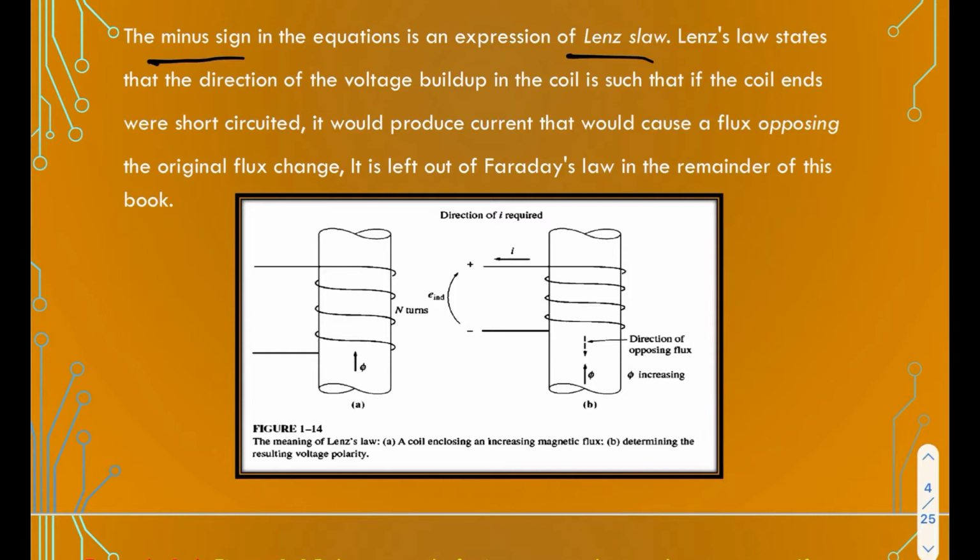We have a figure here. This is a coil enclosing increasing magnetic flux. This is the original flux we have, so we will have another flux which is opposing the increase of the original flux. This is the flux here, opposing the increase. Now let's move to the next slides.